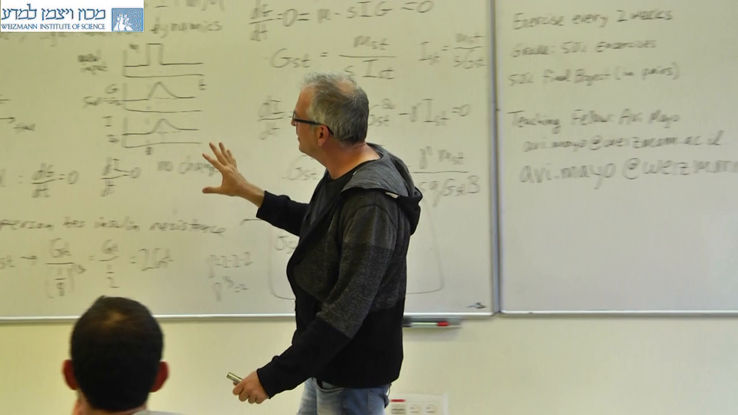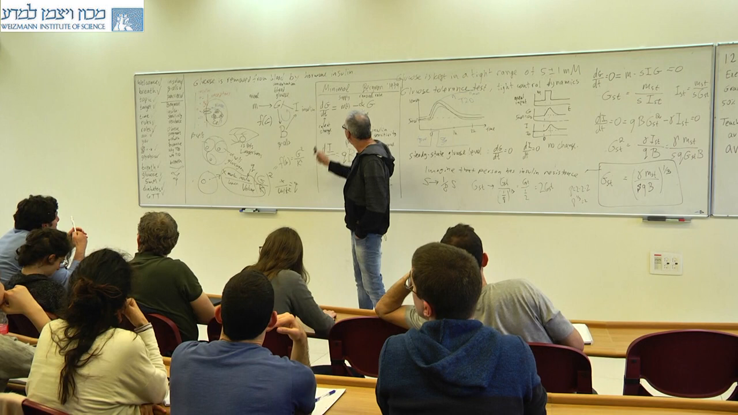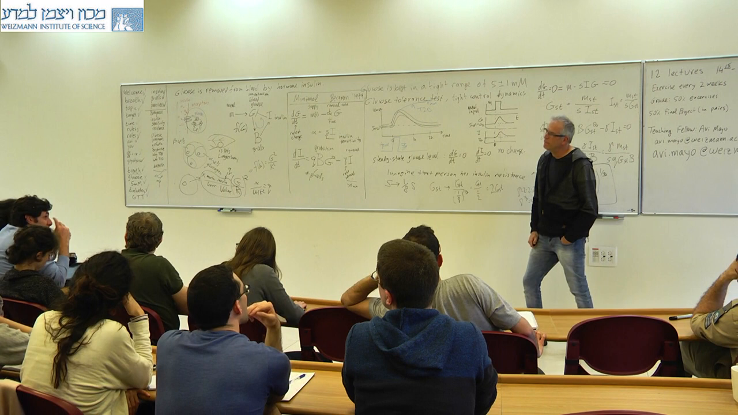It's also a minimal model, and so we can deal with it in the classroom. Yes? The rate of supply. Are there multiple sources of glucose in the body, and if so, are they different from person to person? So the question is, what about the supply in the body?